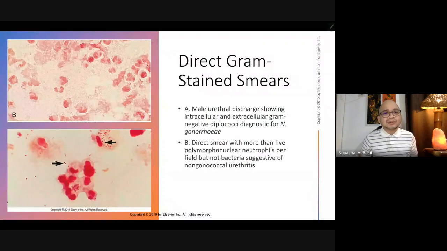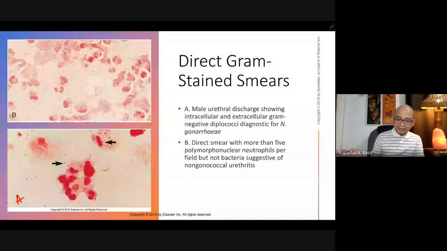Okay, so direct Gram stain. Letter A, this is the picture of letter A. Here is the urethral discharge showing intracellular and extracellular gram-negative diplococci, diagnostic for Neisseria gonorrhoeae, because here the patient is male. Okay.